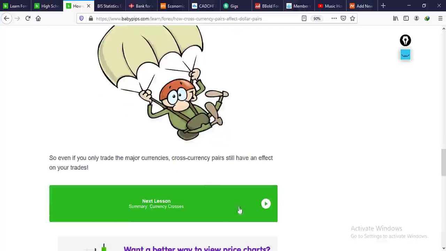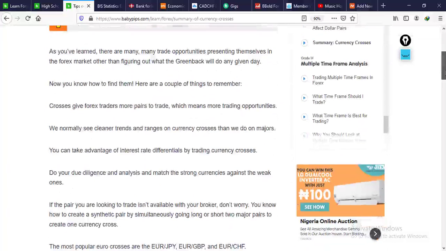So the next lesson is a summary of currency crosses. In summary, from all we have been learning, we now know that crosses give forex traders more pairs to trade, which means more trading opportunities, and we normally see cleaner trends and ranges on currency crosses than on major pairs. You can also take advantage of interest rate differentials by trading currency crosses. So do your due diligence and analysis and match strong currencies against weak ones.